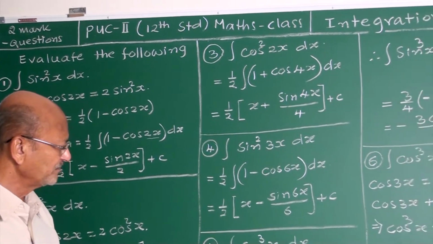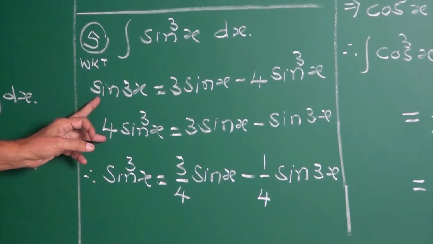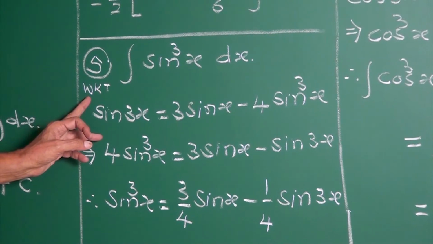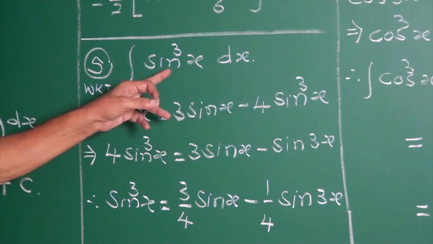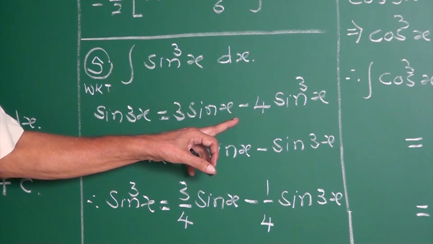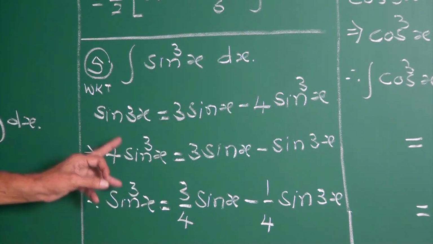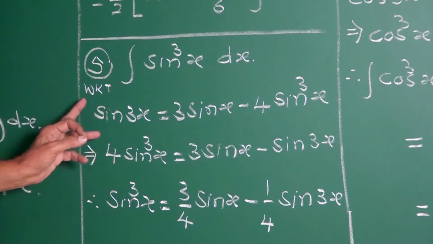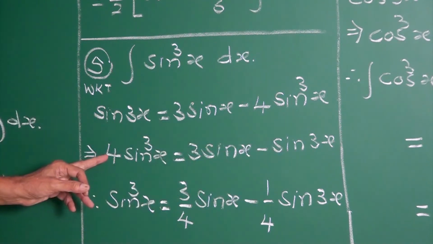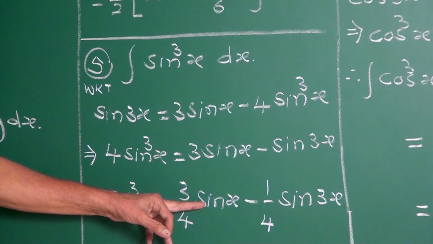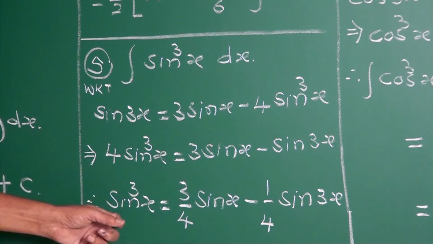2-mark questions. Next is integral of sine cube x. In this case, we use the formula for sine 3x. We know that sine 3x is 3 sine x minus 4 sine cube x. We wanted sine cube. With the help of this equation, solve for sine cube. Bring minus 4 this side, it becomes plus 4. LHS to RHS, this plus becomes minus. It is 3 sine x minus sine 3x. Divide by 4. 3 by 4 into sine x minus 1 by 4 into sine 3x. We have solved for sine cube.